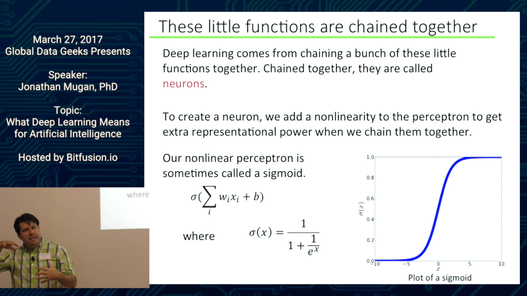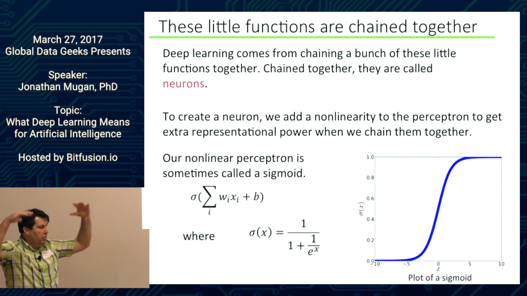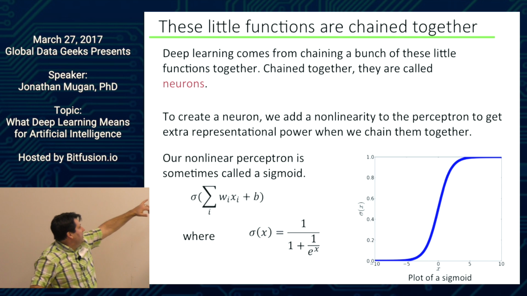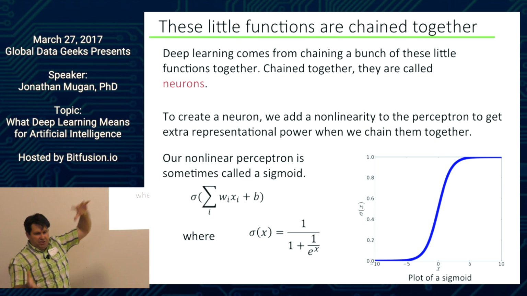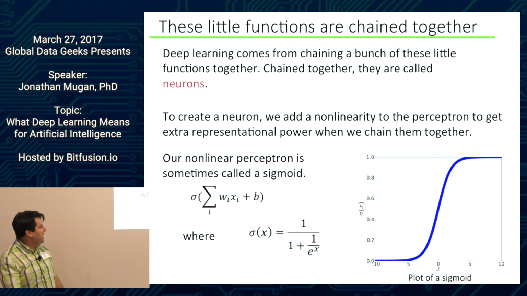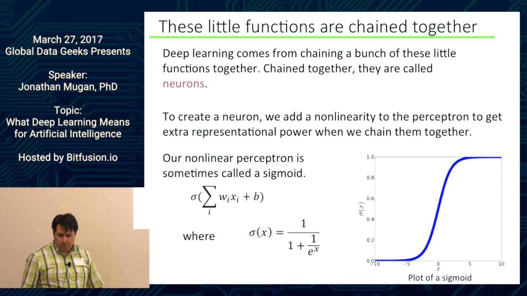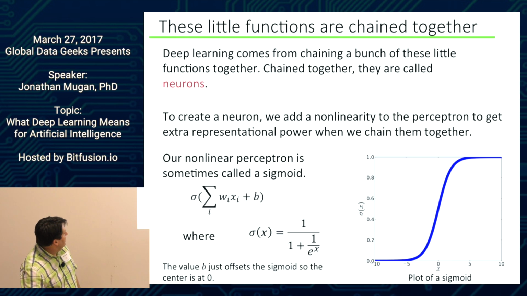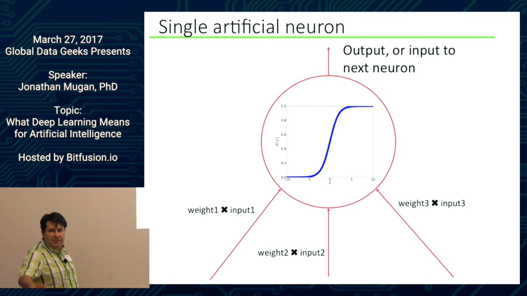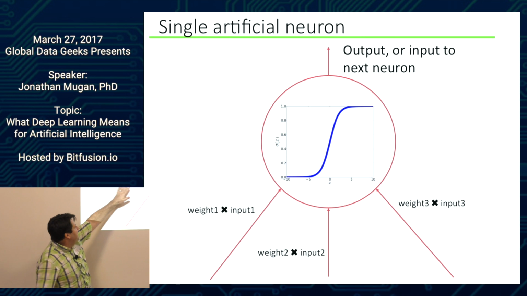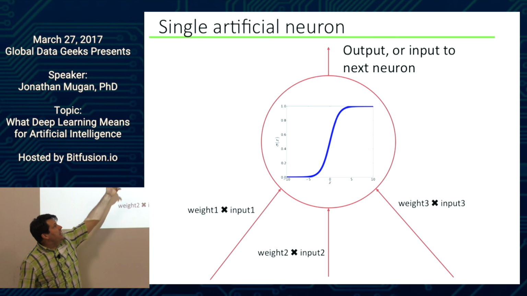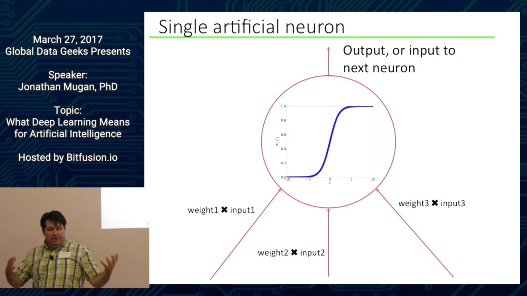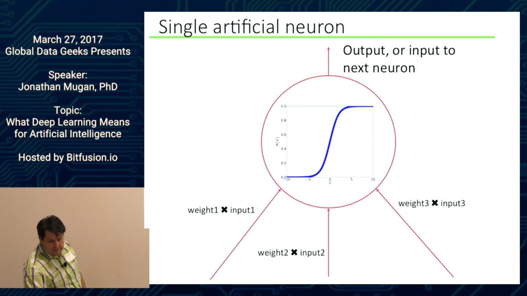The nonlinearity, again, is because we're creating a deep neural network, and if we keep it all linear, it just collapses down to a linear function. But the nonlinearity makes sure you keep the power in there as you have all these layers. And the b just offsets the sigmoid, so the center's at 0. So here is a graphical description. You have weights coming in times the input, weight times the input, weight times the input, your nonlinearity, and there's your output. So this is the basic building block here.